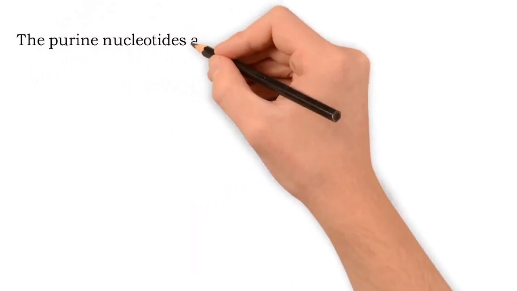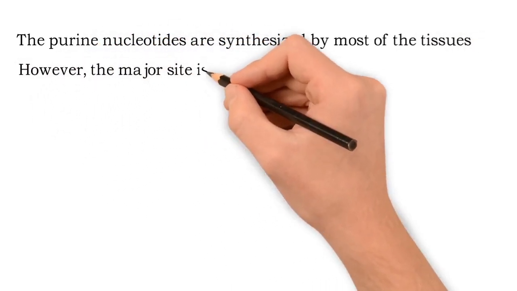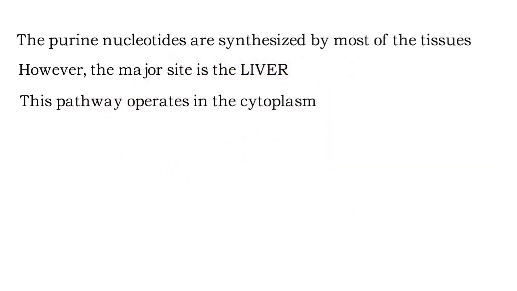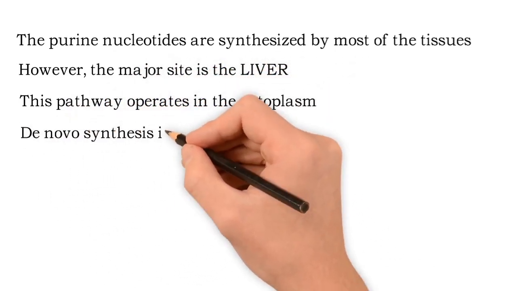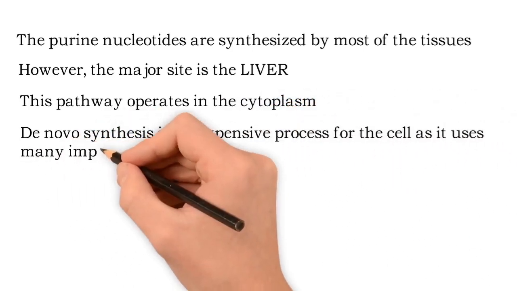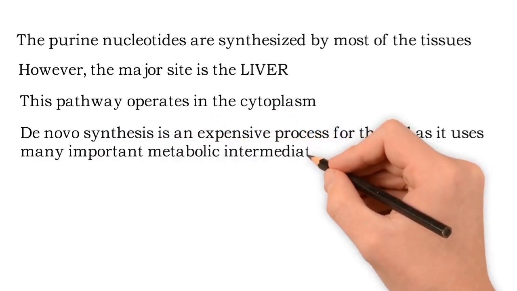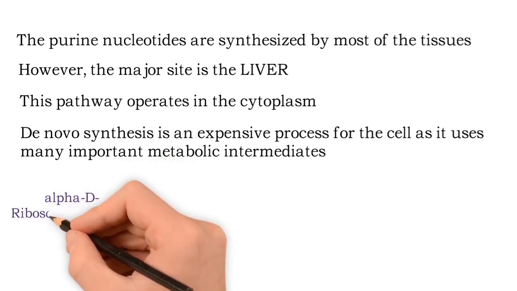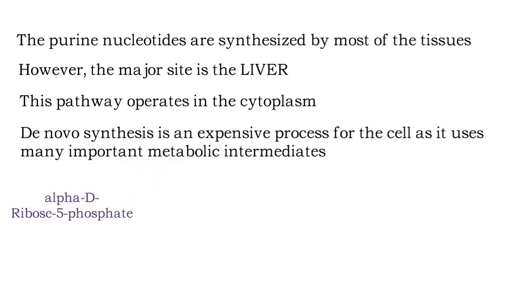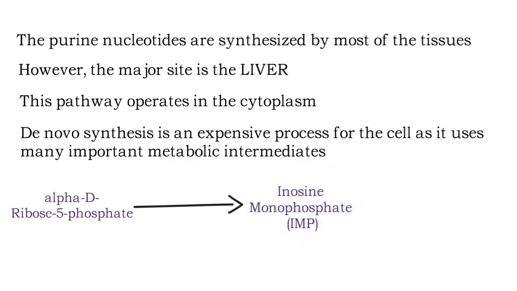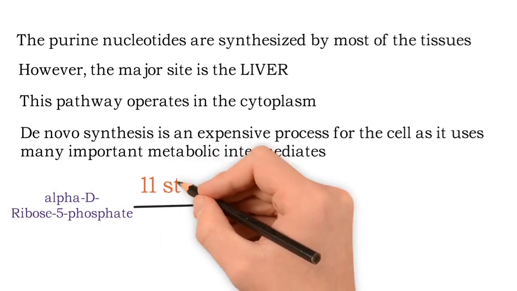The purine nucleotides are synthesized by most of the tissues, however, the major site is the liver. This pathway operates in the cytoplasm. De novo synthesis is an expensive process for the cell as it uses many important metabolic intermediates, as we have seen earlier. This de novo purine synthesis starts with alpha D ribose 5-phosphate that is converted into inosine monophosphate by a series of reactions that includes 11 steps.